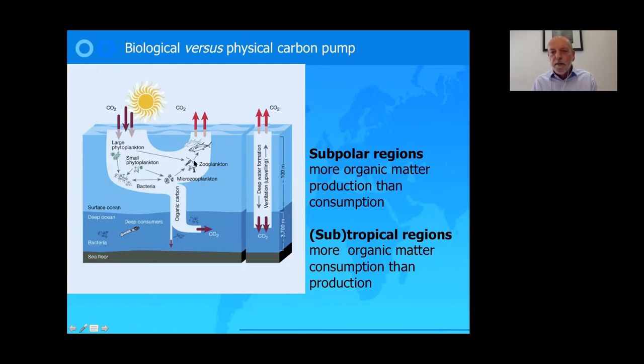There is more organic matter remineralized in the subtropical and tropical regions than produced, because this is the export from the north, from the northern latitudes to the south. So there is an export of organic material, while in the northern regions, at around 50 to 60 degrees north, around Iceland, for example, there is more carbon dioxide taken up from the atmosphere than released. So these are more so-called net heterotrophic systems.